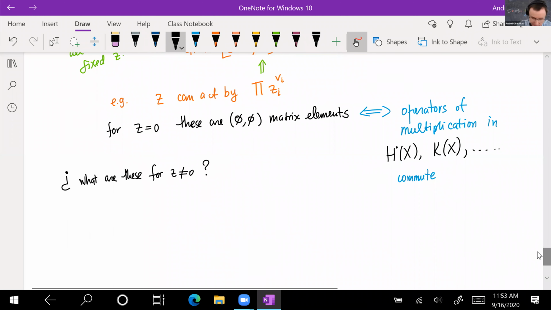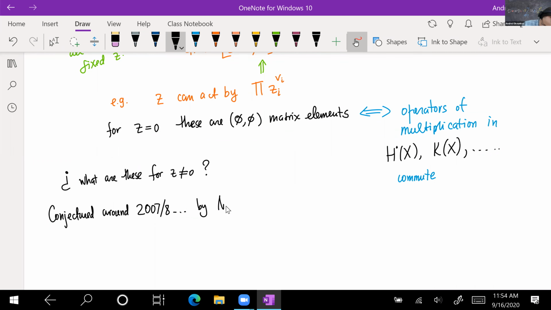So the answer was, well, this is a slightly long story. I'm not sure what's the best way to tell it, but essentially, this was a conjecture. It was conjectured around, I don't know, 2007, 8, something like that, by Nekrasov and Shatashvili.